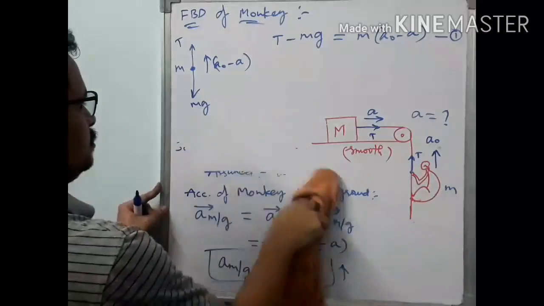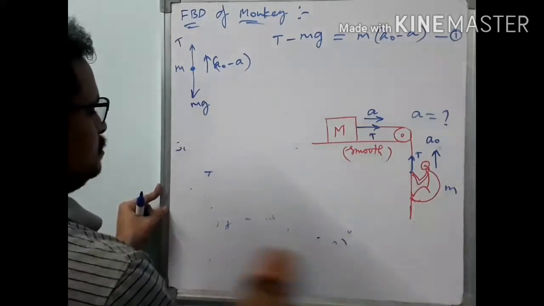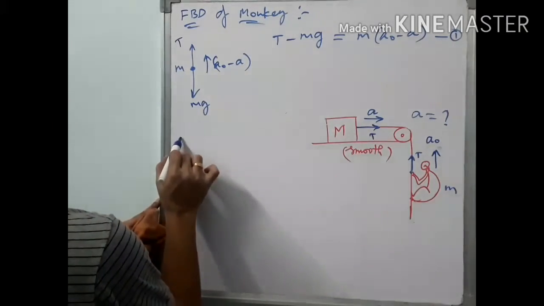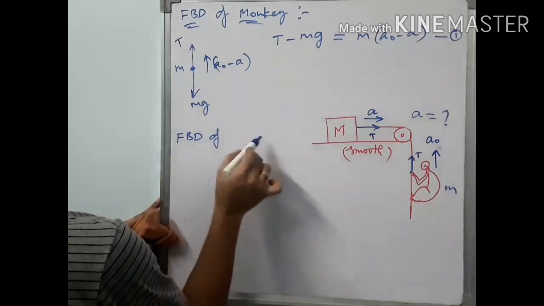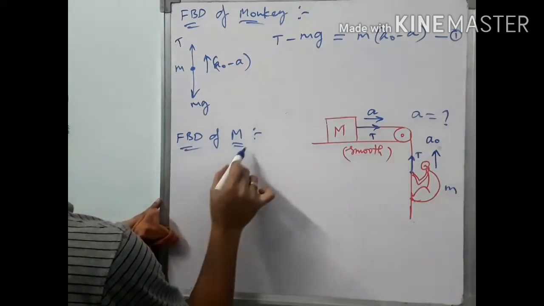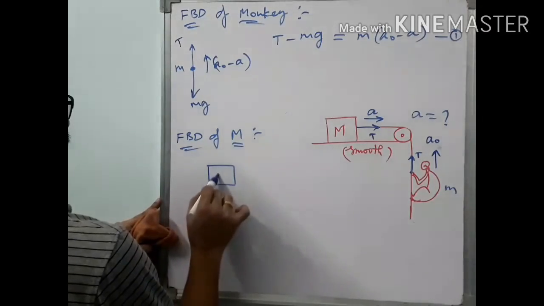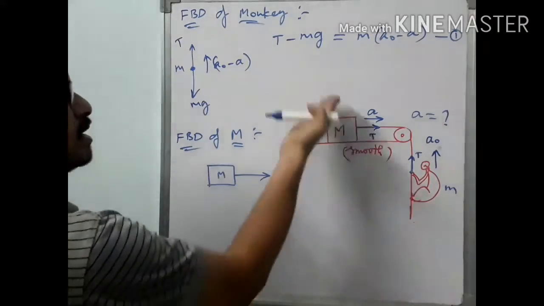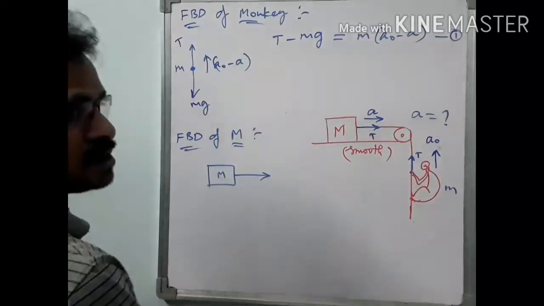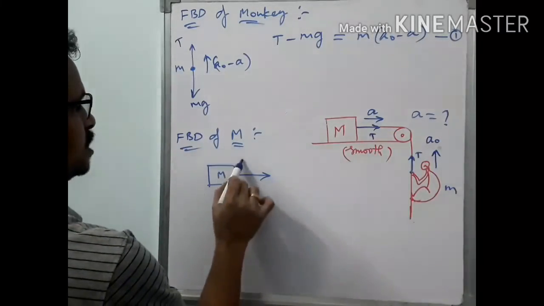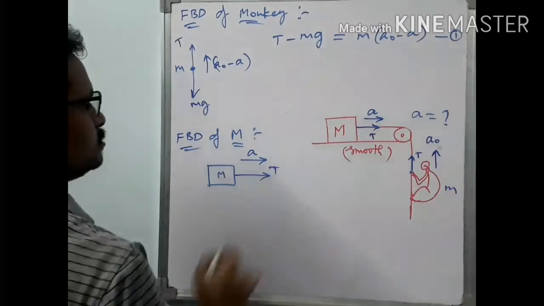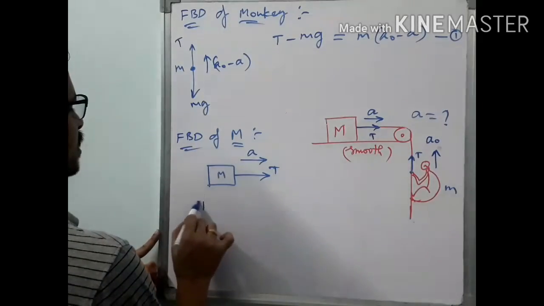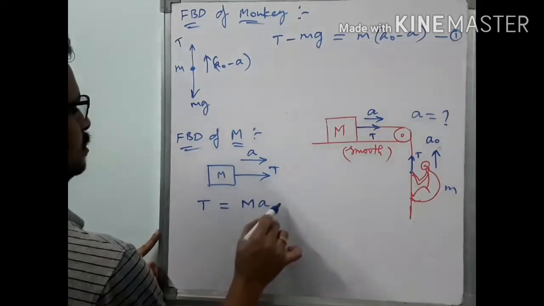Next, we got one equation. Next, FBD of block M. See, I am drawing this block M here. What is the only external force acting on this one? In the vertical direction it is not having any motion, so I am not considering the normal reaction and gravitational force here. Only one force which is responsible for its acceleration is T. This T is responsible for this acceleration, and this is the absolute acceleration of this block, A. So what is the equation here? T equal to MA. This is equation 2.